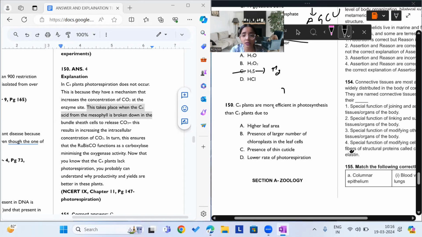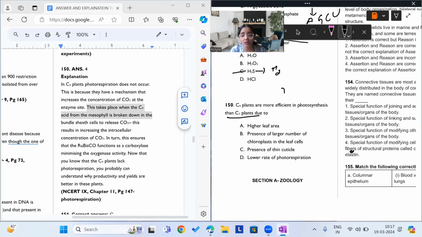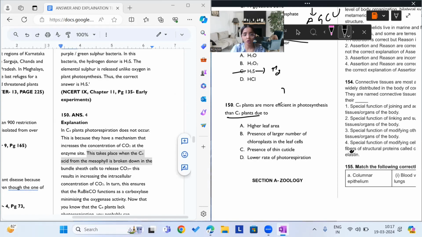It is saying C4 plants are more efficient in photosynthesis than C3 plants because. Why are C4 plants more efficient in photosynthesis than C3 plants? Because they lack photorespiration. What is happening here is that in C4 plants, the C4 acid is present in mesophyll cells. This C4 acid is taken to bundle sheath cells, which are only present in C4 plants, and in bundle sheath cells, they are converted to carbon dioxide. This carbon dioxide is now available at the site of photosynthesis.